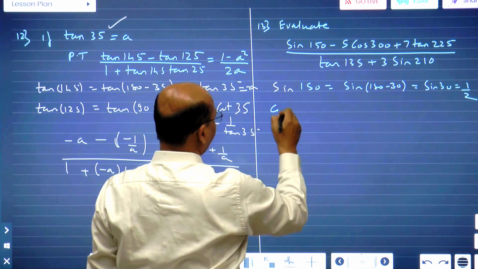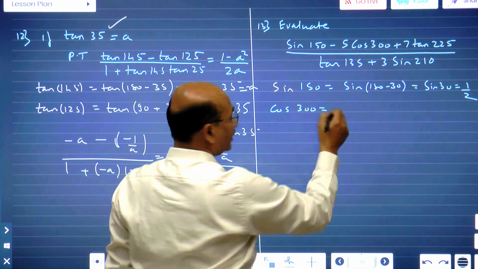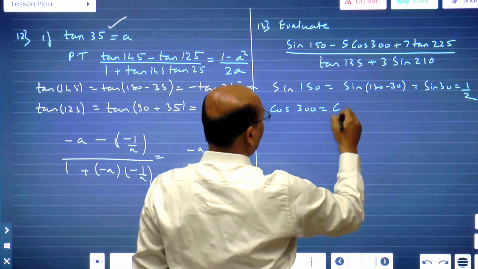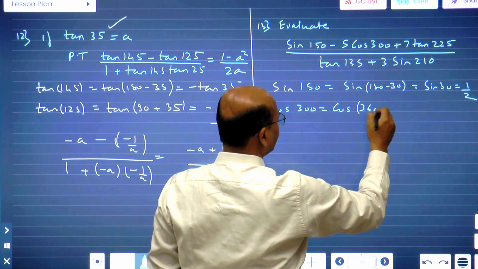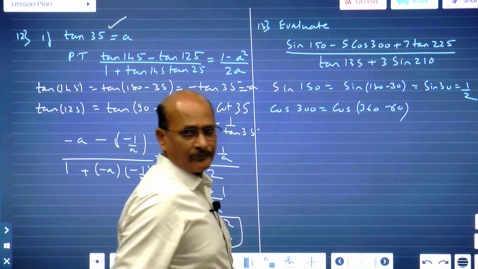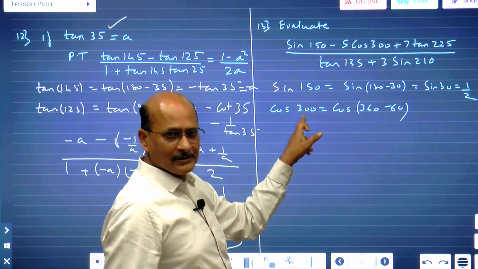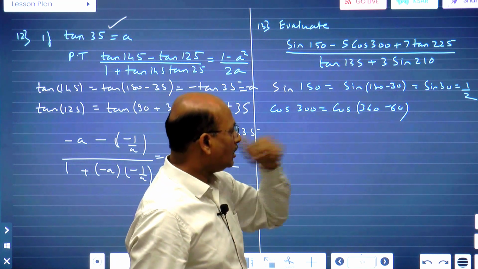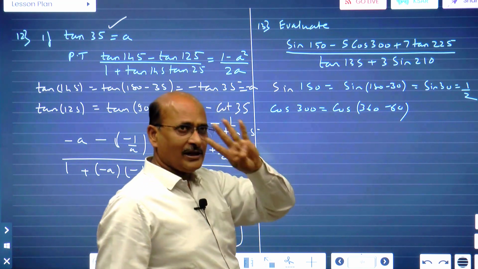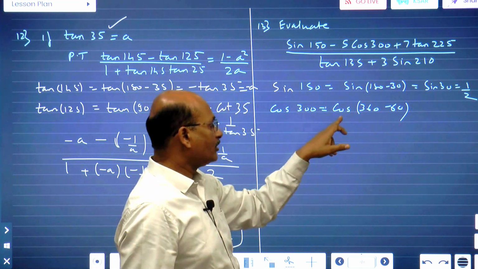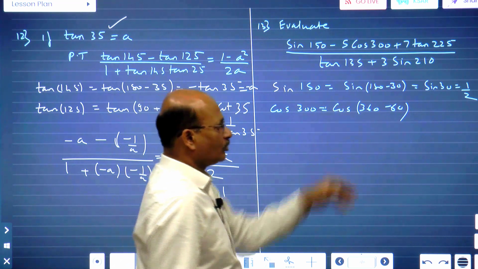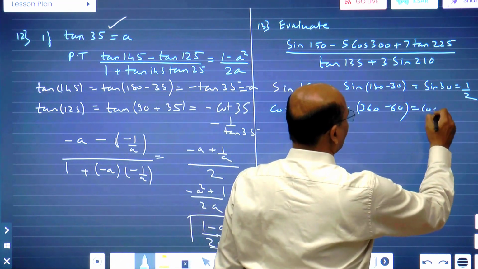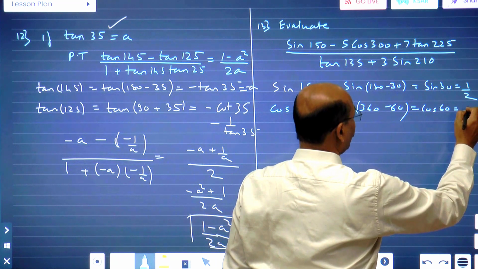Similarly cos 300, it is near to 360. So I can write cos of 360 minus 60, because 360 minus 60 is 300. So 360 minus theta is fourth quadrant. So fourth quadrant cos is positive. So cos 60 only. So cos 60 is also half.